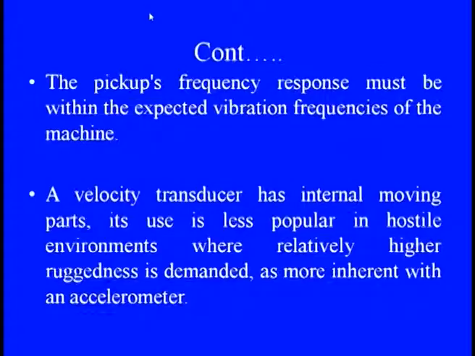So, regarding the pickup frequency response of the velocity probe, we can get it straightway from the velocity pickups within the expected vibration frequency of the machine. And we know that the velocity transducer has an internal moving part, and it cannot give an accurate reading in a hostile environment, because when these movements are there, the hostile environment or some amplitude creates problems. That is why, as I told you, accelerometers are the perfect choice for measuring this.